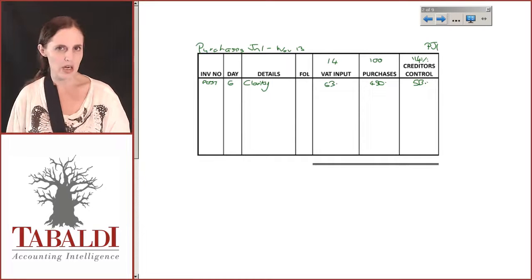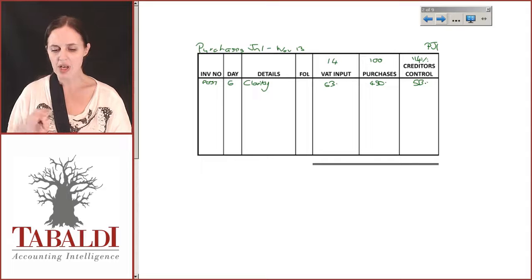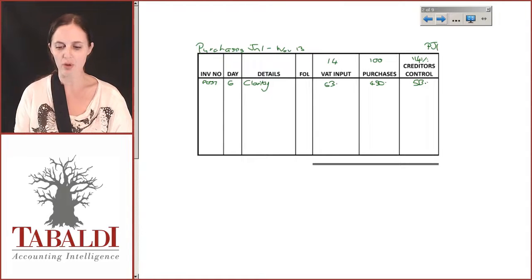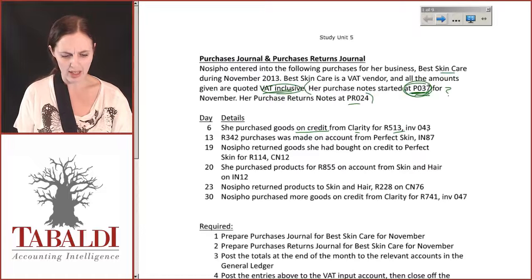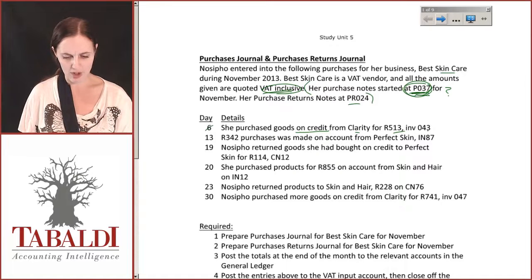If you're ever a little bit worried about whether or not you're getting the right numbers, just make sure you can work your VAT calculation both ways, back and forth, and then at least you know you're dealing with the right number. So that's item number one, transaction one done.